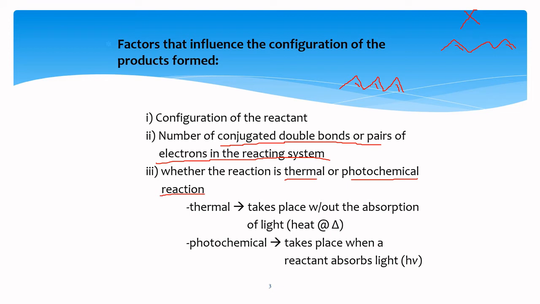For thermal reaction, normally the reaction takes place without the absorption of light, and it is normally represented by this triangle symbol. In photochemical reaction, the reaction takes place when a reactant absorbs light. That's why in thermal reaction, the electron is in the ground state because it does not involve any UV, while in photochemical reaction, the electron is in the excited state because it involves light or UV.